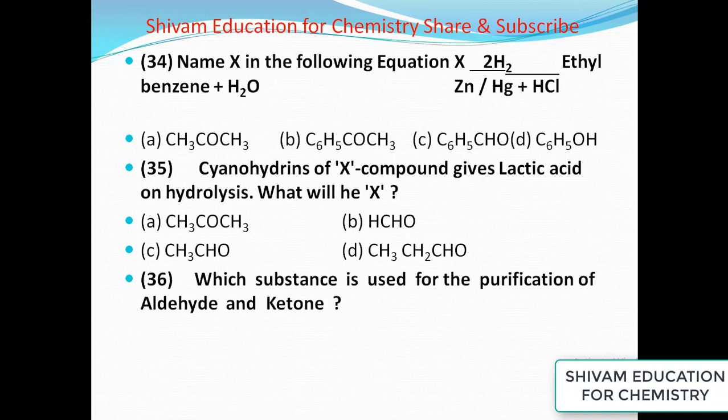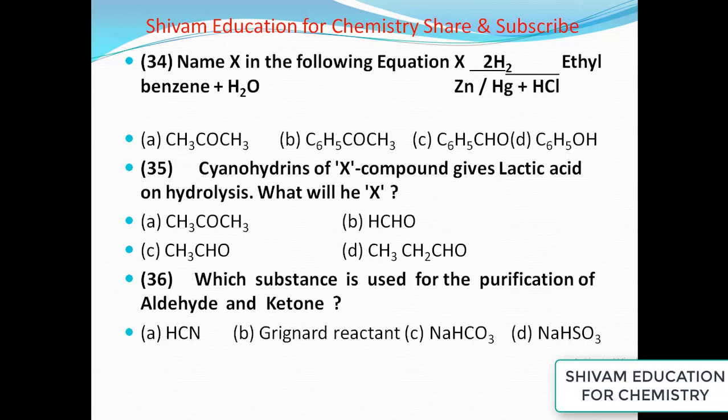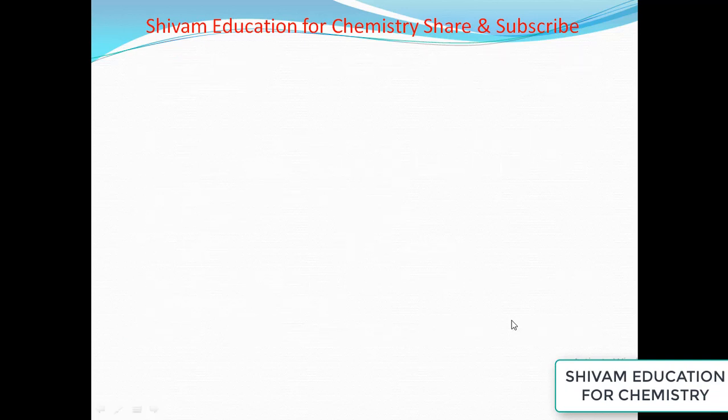Now question number 36 is which substance is used for purification of aldehyde and ketone? According to book you are knowing very well, aldehyde and ketone can be purified by using sodium bisulfite. This nucleophilic addition reaction of aldehyde and ketone with sodium bisulfite is used to purify it. So the answer of 36 will be D, NaHSO3.